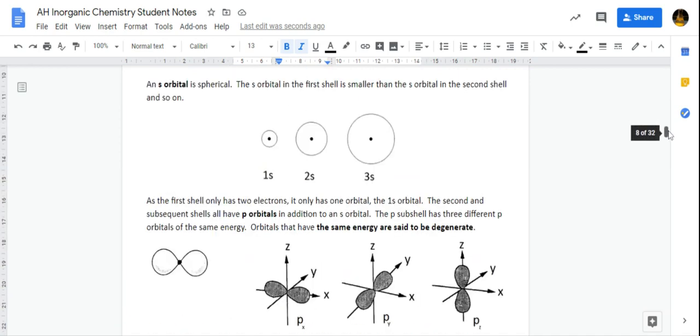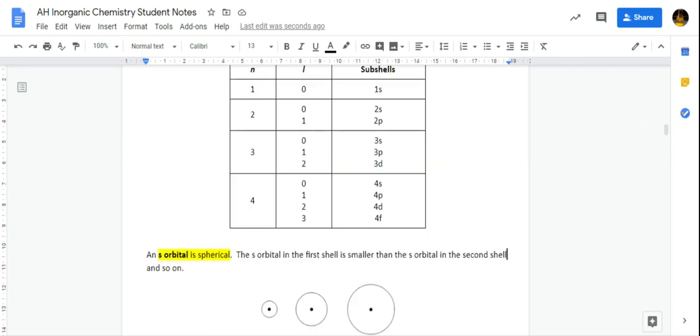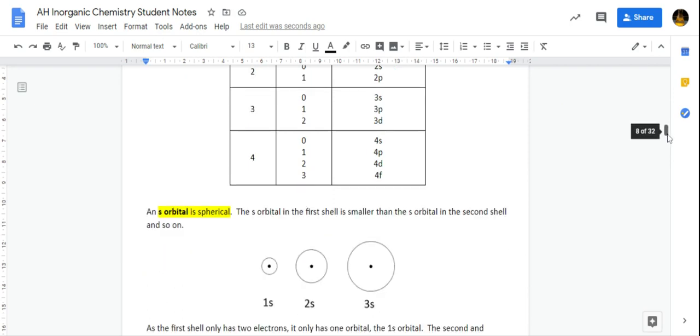Let's have a look at the actual orbitals themselves. So an s orbital is spherical. The 1s orbital is the one closest to the nucleus, and it's smaller than the 2s orbital, which is further out, and which again is smaller than the 3s orbital. The first shell has only 2 electrons, so it has only one orbital, as we've seen here. The 1s orbital is the only orbital in the first shell.